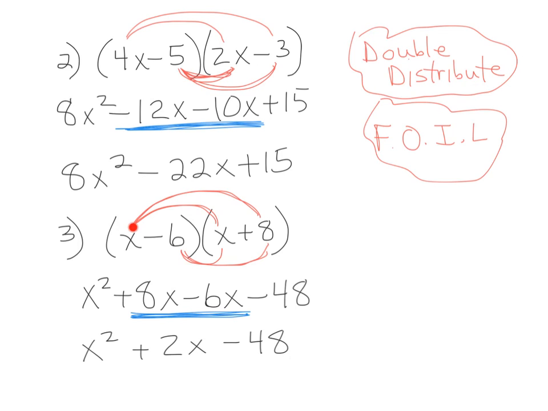So I did first times first, outside times outside, inside times inside, last times last, which is the same thing as taking each term and distributing it. Distribute, and then take this term and distribute. That's why it's called double distribute. I distributed this, and then I distribute it again. Alright, let's try maybe one or two more.